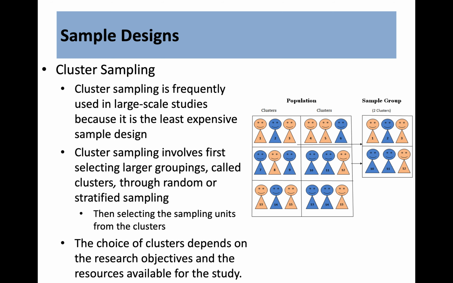Cluster sampling is frequently used in large-scale studies because it is the least expensive sample design. Cluster sampling involves first selecting larger groupings called clusters through random or stratified sampling, then selecting the sampling units from the clusters. The choice of clusters depends on the research objectives and resources available for the study.